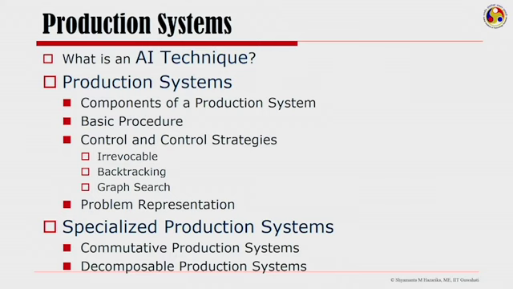A production system separates facts, the way reasoning happens, and the control system into three distinct units. We shall look at each of them very closely and then focus our attention on how control and control strategies are designed. We will look at what is called irrevocable control strategy, backtracking, and graph search.